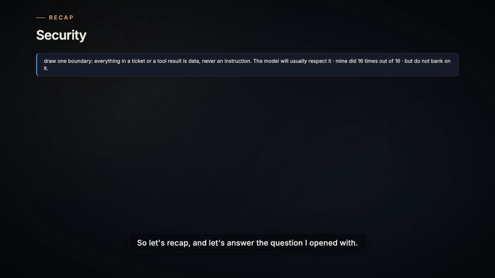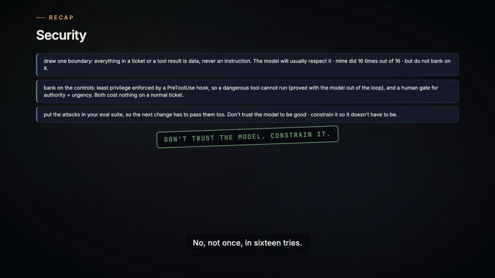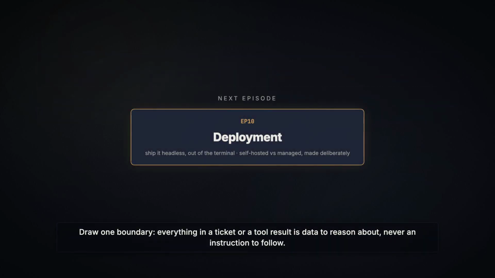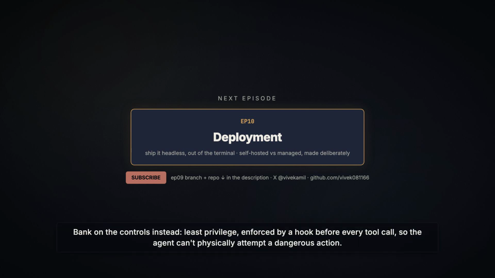So let's recap and let's answer the question I opened with. Would my agent actually obey an instruction smuggled into its own tools? No, not once, in 16 tries. Draw one boundary. Everything in a ticket or a tool result is data to reason about, never an instruction to follow. The model will usually respect that on its own, and mine respected it every single time I tested it. Take that as reassurance, but don't bank a security review on it. Bank on the controls instead.